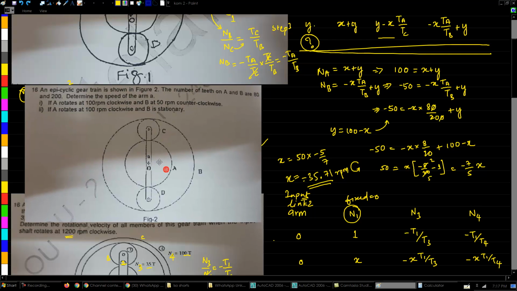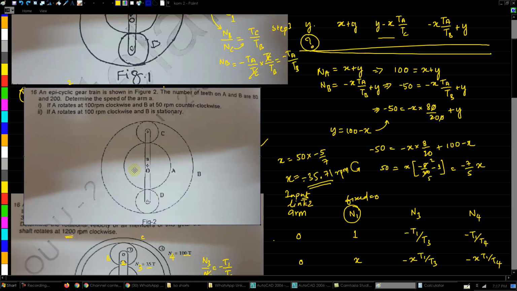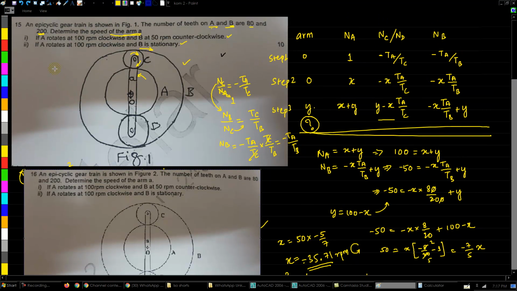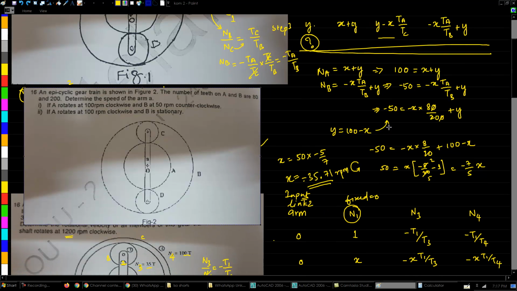Then this problem appeared in another paper, and you can see that the problem is exactly the same as the first problem we solved, and even the wordings are exactly the same. The only thing changing is the diagram. In this case, the diagram is found to be a bit more clear, and everything else is the same.